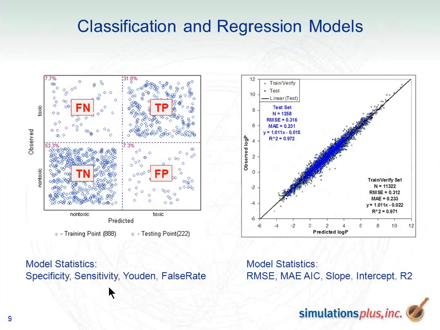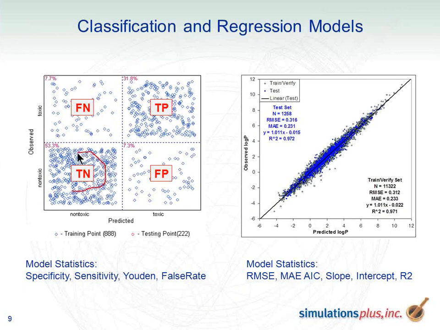This illustrates the 2 types of models that can be built in ADMET Predictor. One is a classification model and the other is a regression model. So in a classification model, we have a binary input of the experimental results. In this case, we're looking at non-toxic and toxic compounds. So the non-toxic would be your negatives, and the toxic compounds would be the positives. Then the model is going to predict the toxicity of these compounds.